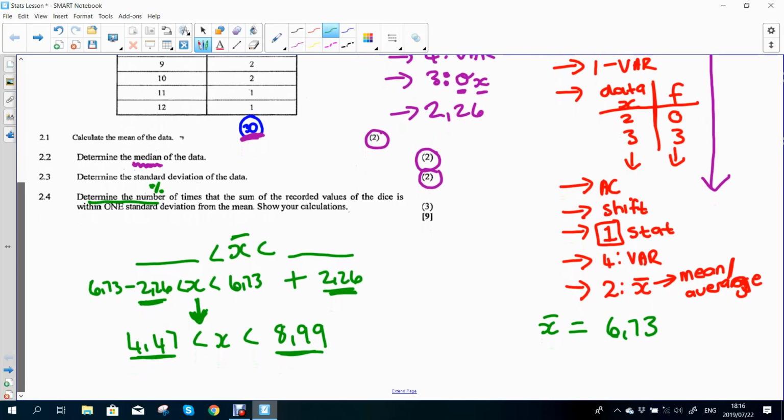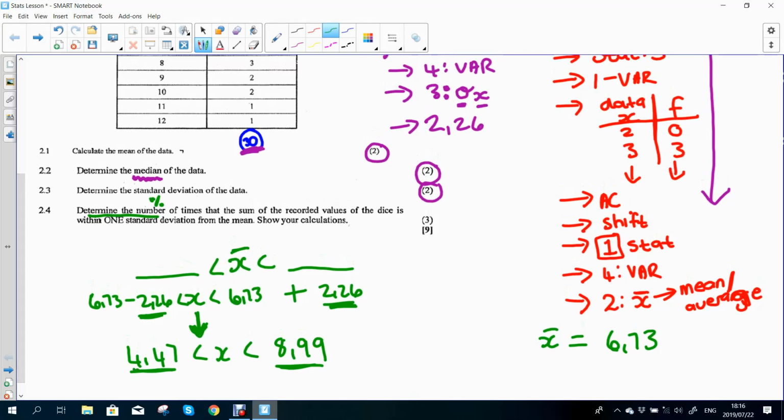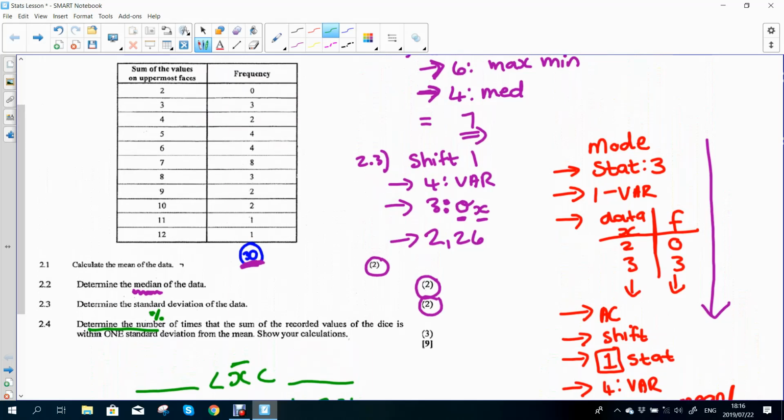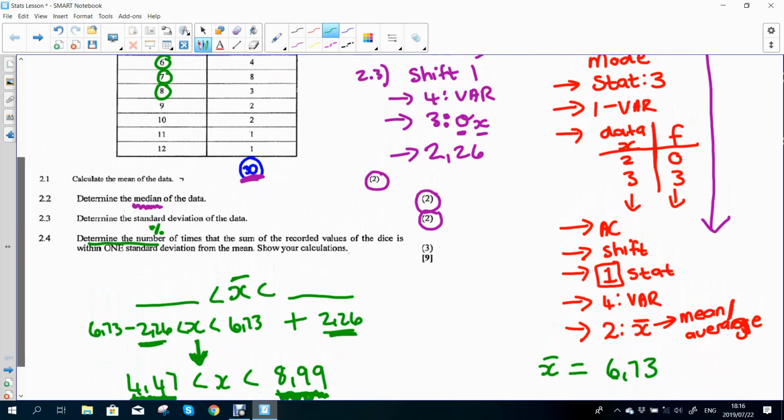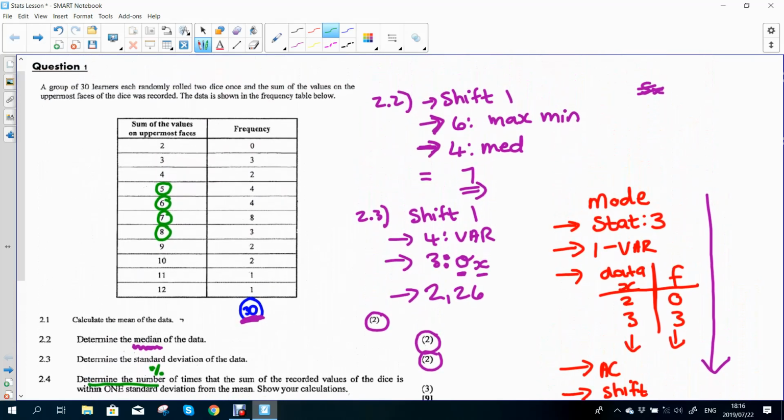Okay. So it says determine the number of times that the sum of the recorded values of the dice is within 1 standard deviation of the mean. So that is your boundary. So let's go and check. How many values do I have that are above 4,47? So obviously that must be a value above 5. And this must be a value below 9. So let's go check. Okay. There's a 5, a 6, a 7, and an 8. I can't have a 9 because it needs to be smaller than 8,99. So it's those 4 values there.